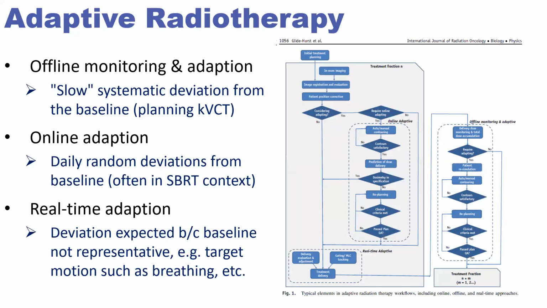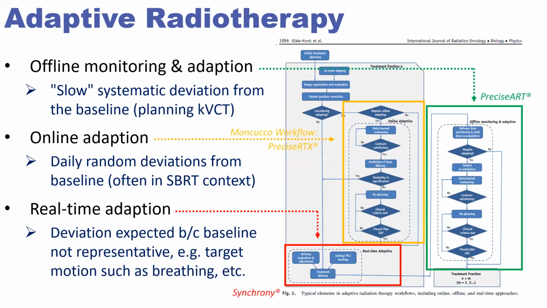And so this was just a published paper a couple of years ago by Glidehurst, which shows the various strategies, workflows for adaptive. But there's three big ones, which, let's say, the processes, which most people know. You have an offline monitoring, which is some idea of slow, gradual deviations from some baseline, your KVCT, and then you're intervening at some point.